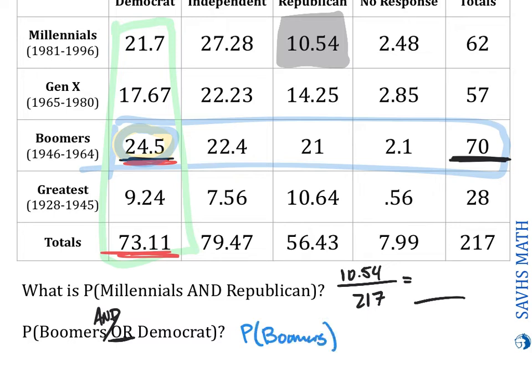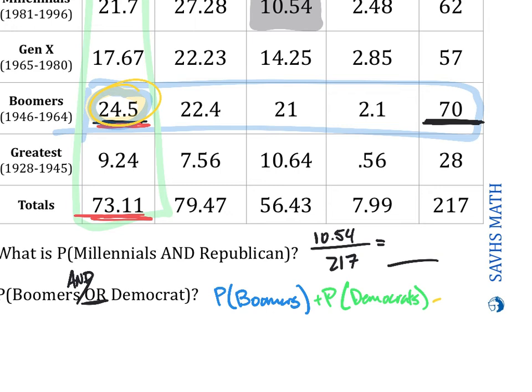So what we need to do is count the boomers plus the Democrats. But remember, it's double counting this area right here. So we need to subtract off the people who are in both categories.